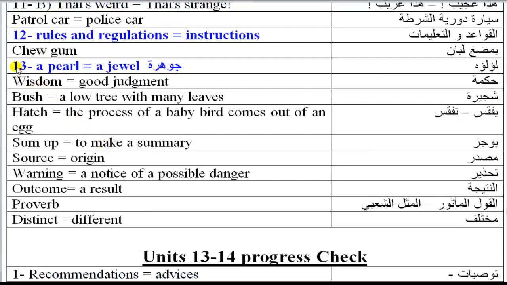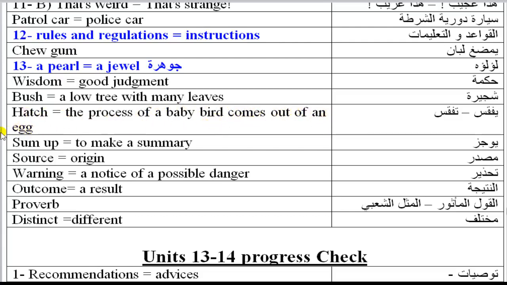Exercise 13. A pearl, a jewel. Wisdom, good judgment. Bush, a low tree with many leaves. Hatch, the process of a baby bird coming out of an egg. An egg.